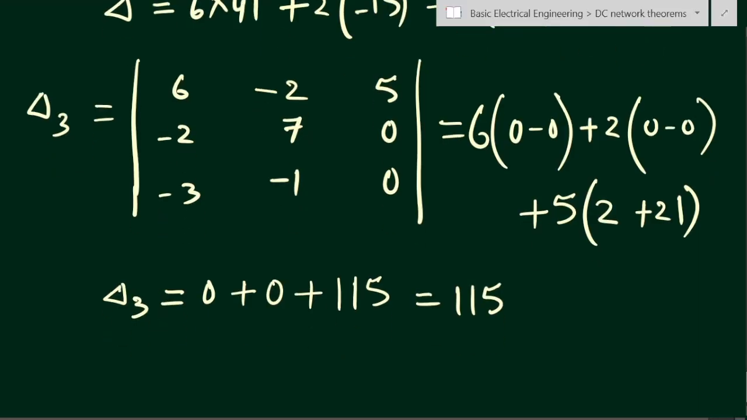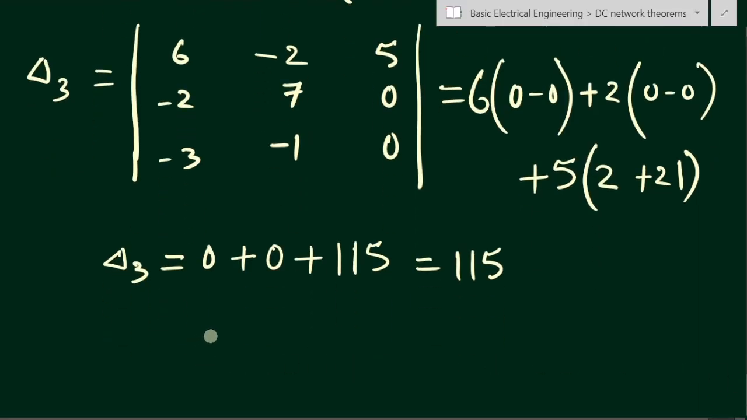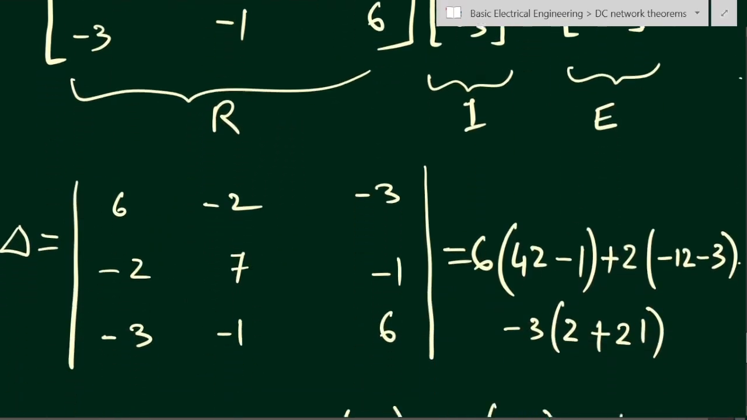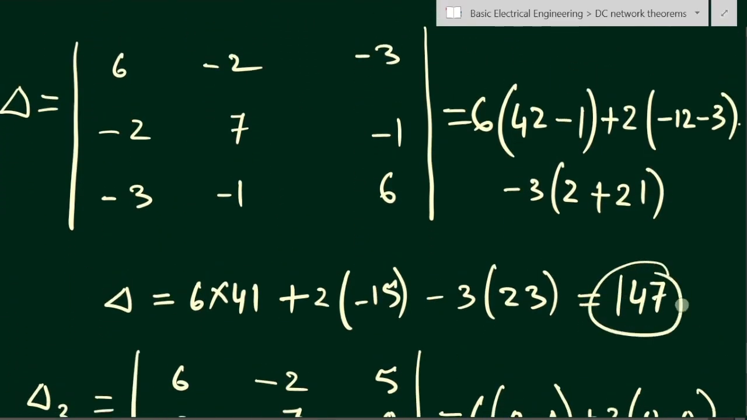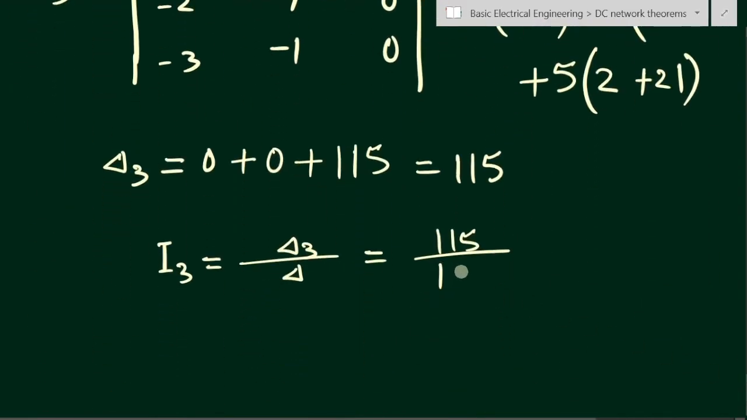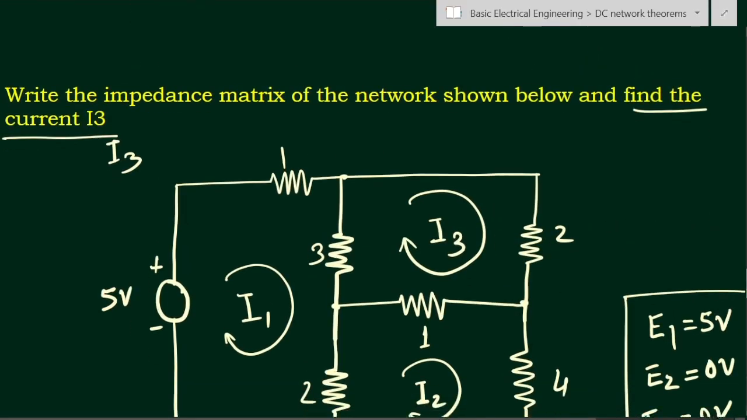Okay, now for finding out I3 value, we have to divide this delta 3 value with the delta value. So I3 value will be equal to delta 3 divided by delta. So 115 divided by delta value, which is 147. This is the delta value. Okay, so we have to divide 115 with 147. This value will be 0.78231. This is in ampere. Okay, so this is the value of the I3. So this is the solution of the problem.